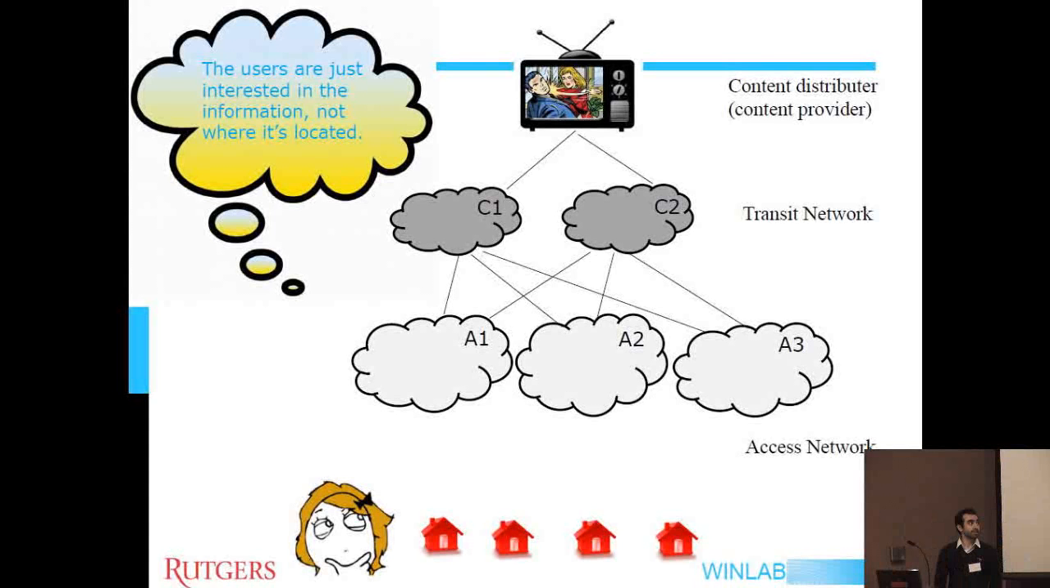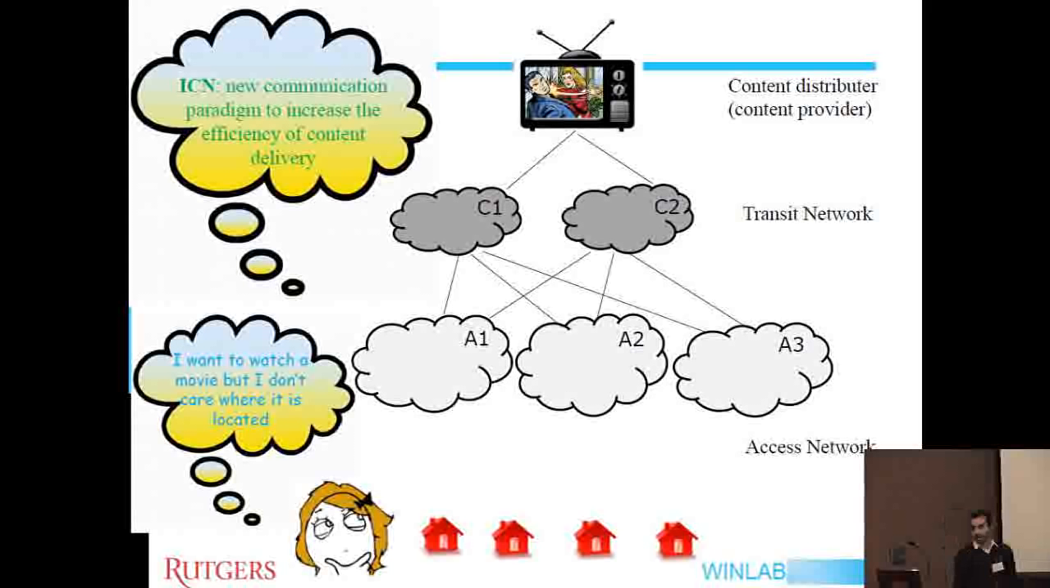Actually, ICN is a new communication paradigm to increase the efficiency of content delivery and content availability in the network. And the most important thing about that is all the network infrastructure should actively contribute to content caching and distributing the data. For example, if I have this model that consists of one content provider or content distributor, two transit networks C1 and C2, and three access networks A1 to A3, and also some users here that can switch from one access ICN to another, all of them should contribute to caching and distributing the data.